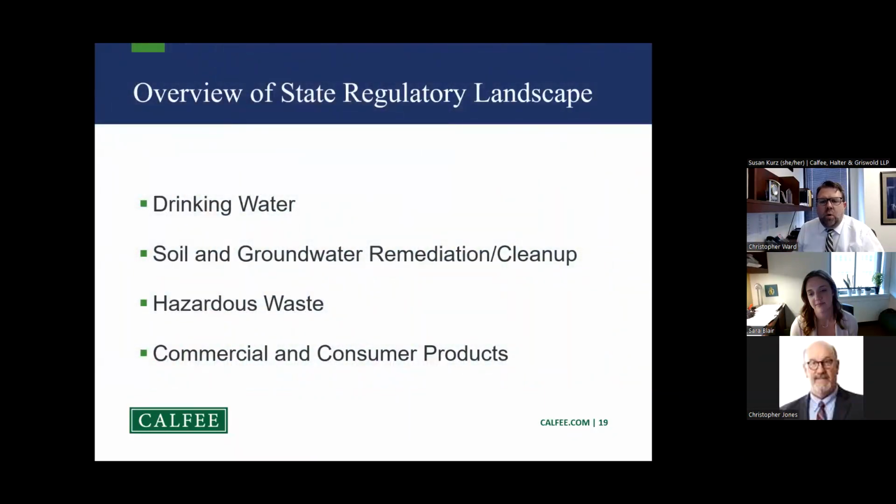The main four areas where we're seeing PFAS legislation and regulation at the state level are drinking water, groundwater and soil remediations, hazardous waste regulations to a smaller extent, and then a lot of action in the area of commercial and consumer products.